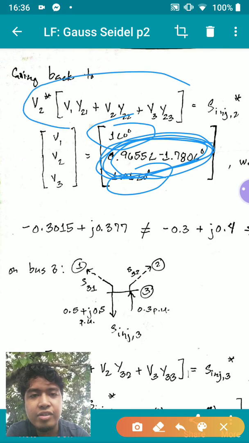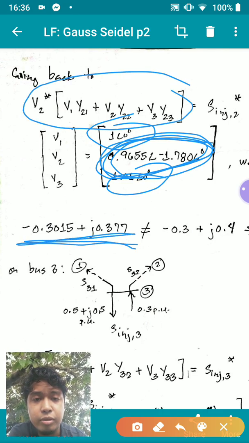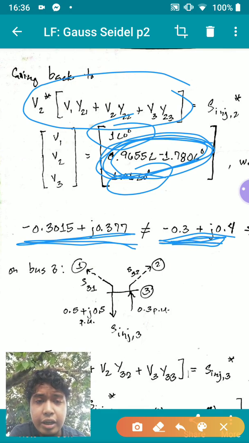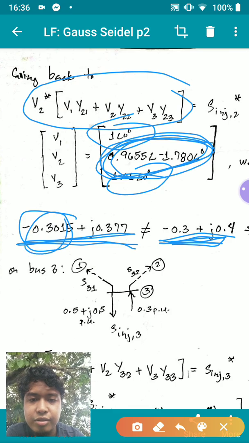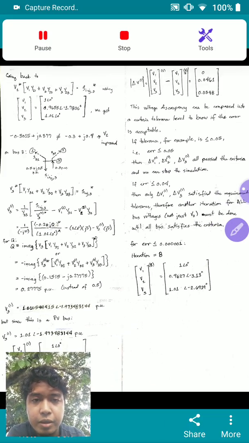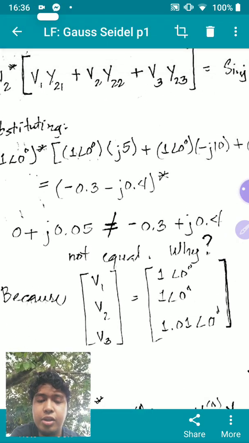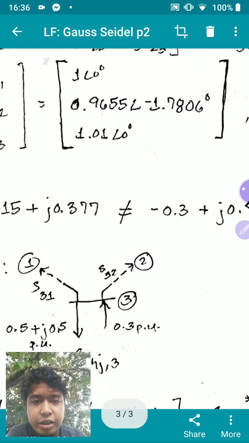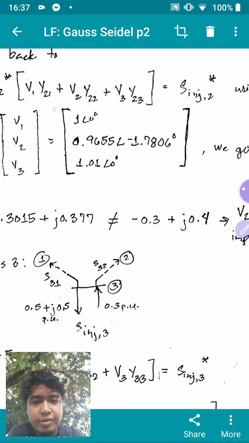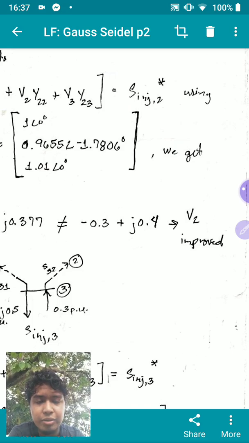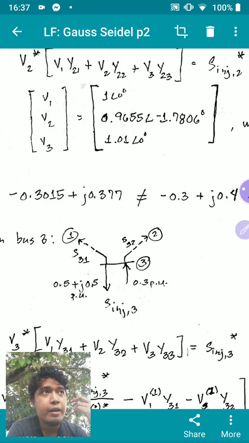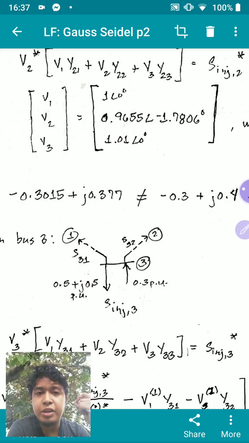Solving for this, we can get the left hand side equation to be negative 0.3 plus J 0.4377, and that is still not equal to the power injection on the right hand side. However, these values are a lot closer as compared to the previous one, which is just 0 and 0.05. So from here we can say that the 0.96 angle negative 1.78 is an improved value for V2. Well, it's still not good enough, I guess, but it is a lot better than just 1 angle 0. So now you have a value for V2 that is a lot better and a lot closer to the solution as compared to just 1 angle 0.